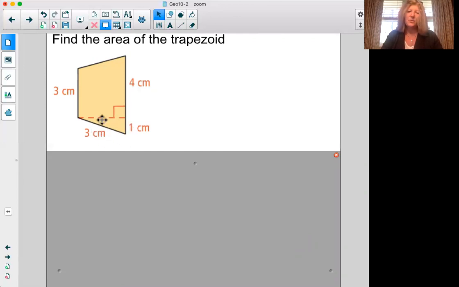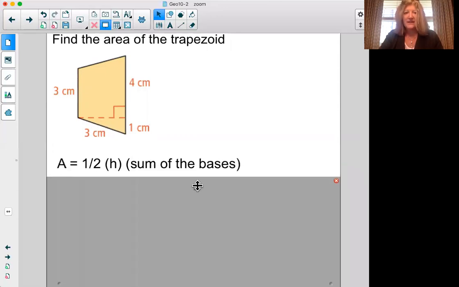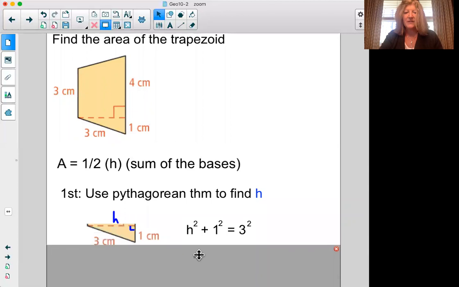In this case, we don't have any angles, so we can't use our 45, 45, 90. We can't use our 30, 60, 90. What's the other theorem that we could use if we have a right triangle and we know 2 out of 3 sides? The Pythagorean theorem. So we're going to use the Pythagorean theorem to find the height, because we see these are the base lengths. This base is 4 plus 1, 5, and this base is 3. 3 plus 5 will be 8 is our sum of our bases, but we need the height.